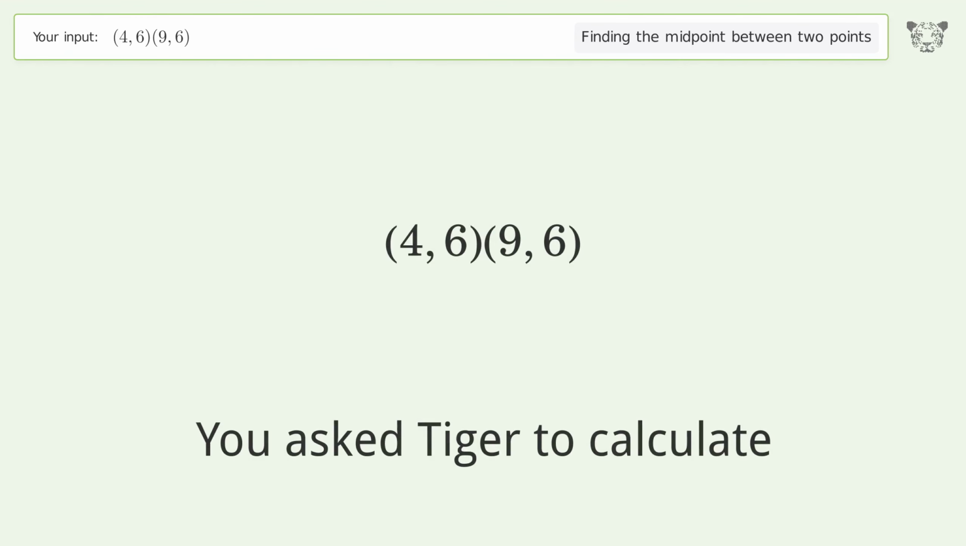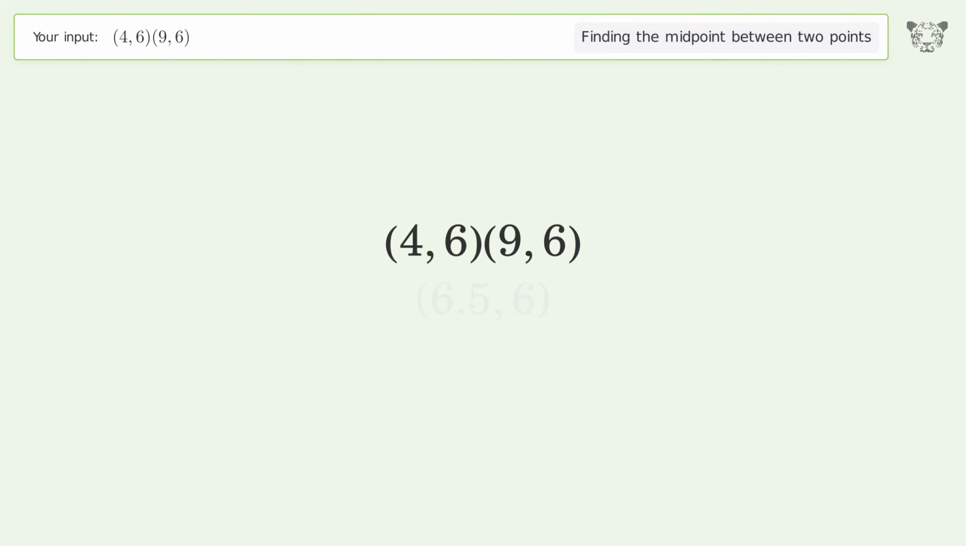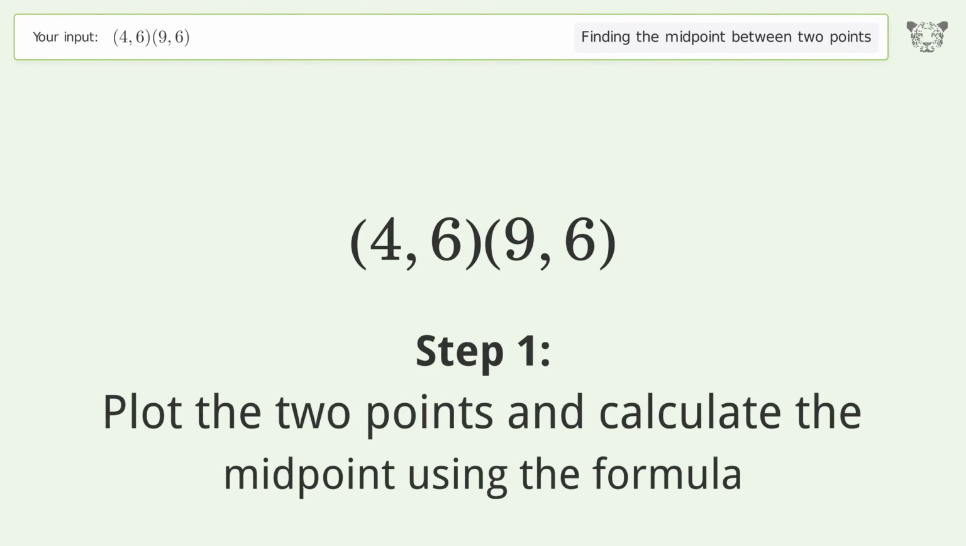You ask Tiger to calculate. This deals with finding the midpoint between 2 points. The midpoint between the 2 points is 6.56. Let's solve it step by step. Plot the 2 points and calculate the midpoint using the formula.